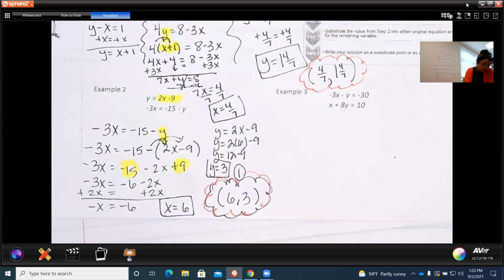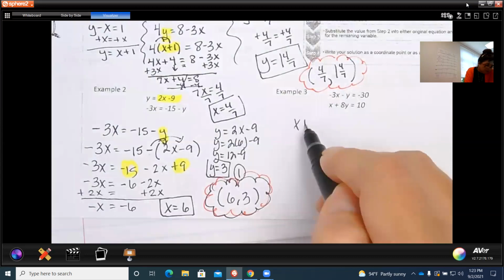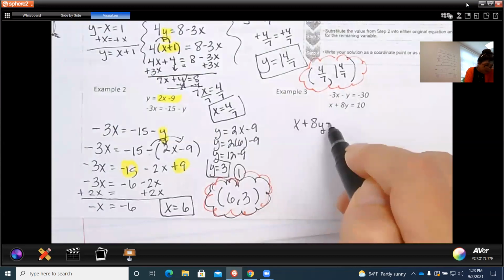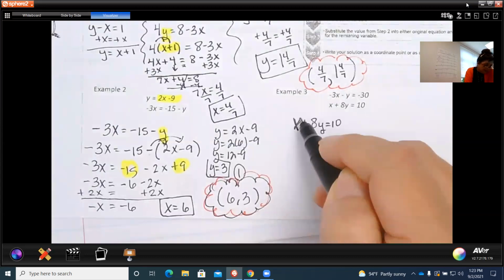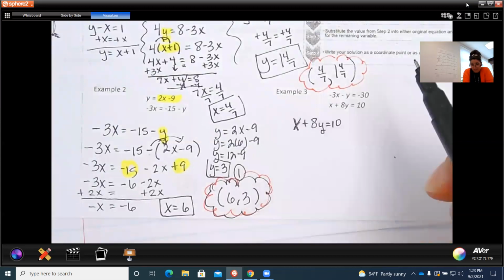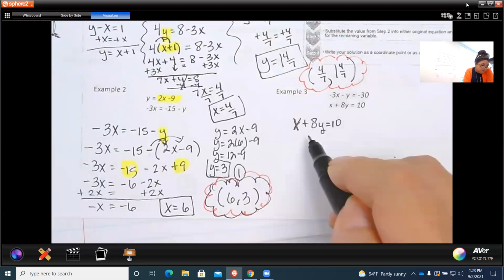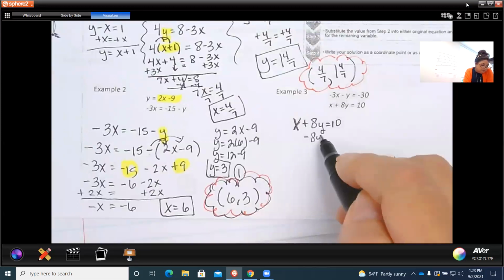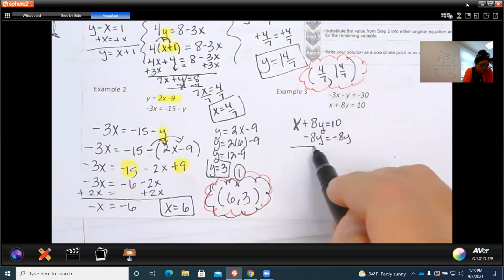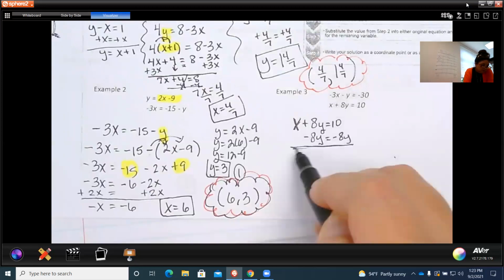Okay, so I'll start with the bottom equation, and I want to isolate the x. It needs to be the only thing on the left side of the equation. So what do I do? So I get what?